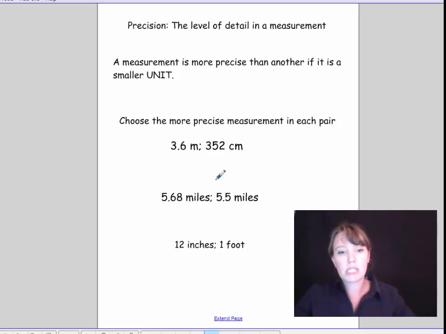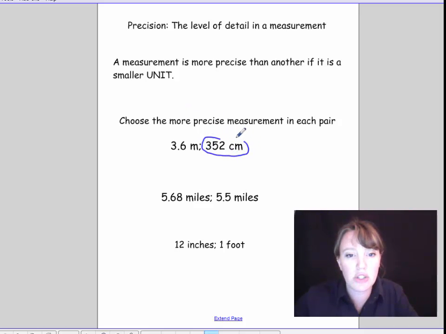So between 3.6 and 352 centimeters, what we're first going to do is convert one measurement to the other. It's easier to convert centimeters into meters by dividing by 100. So I'm going to divide 352 by 100, moving the decimal 2 places, because there are 100 centimeters in 1 meter. So 3.6 meters and 3.52 meters is what I'm comparing.